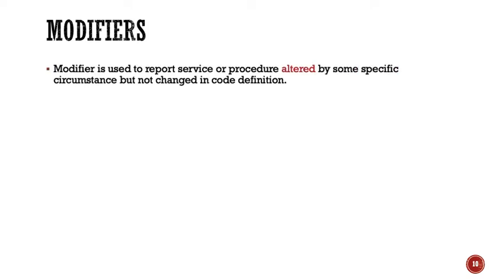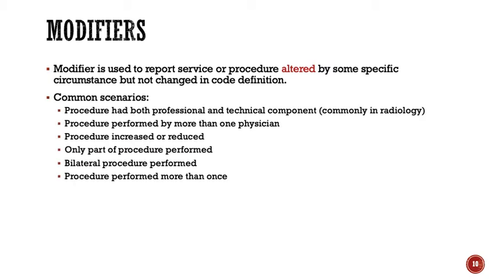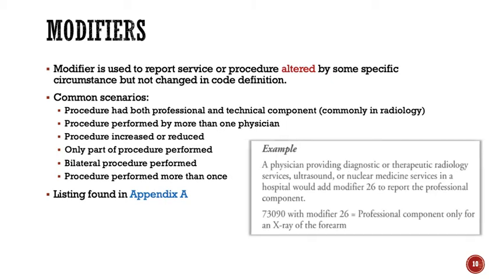Next, what are modifiers? A modifier is used to report a service or procedure altered by some specific circumstance but not changed in code definition. Common scenarios for the use of a modifier are: the procedure had both professional and technical components, commonly in radiology. Procedure performed by more than one physician. The procedure increased or reduced. Only part of the procedure performed. Bilateral procedure performed. The procedure performed more than once. All the modifiers are found in Appendix A of the CPT book.